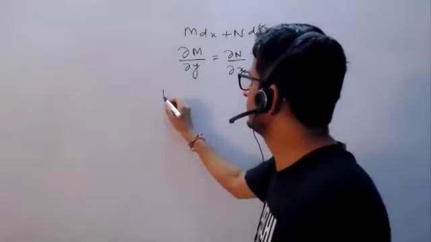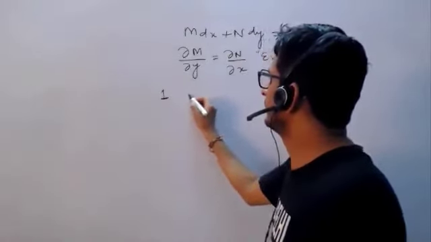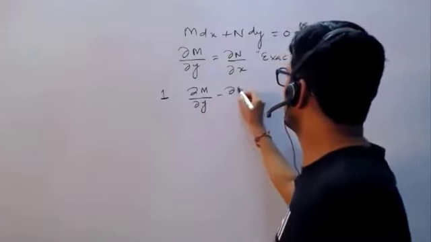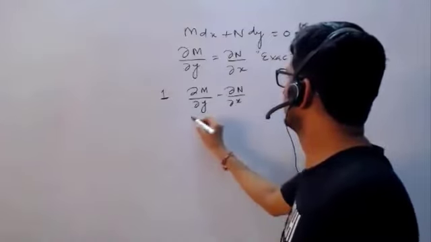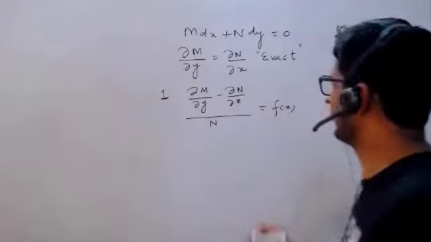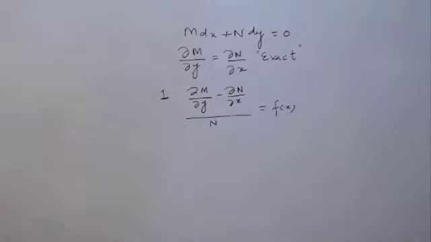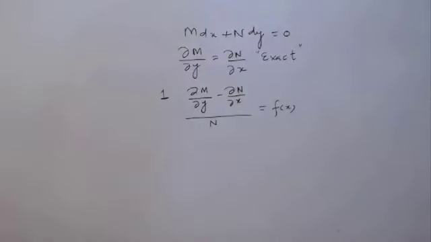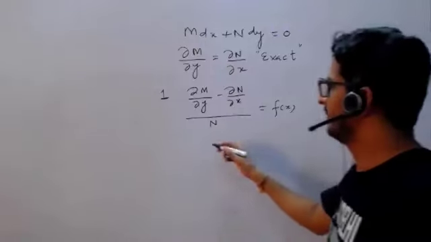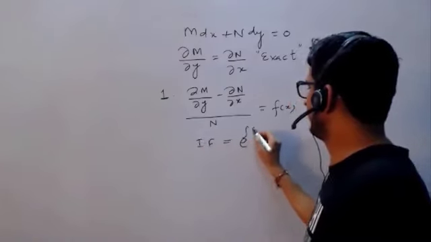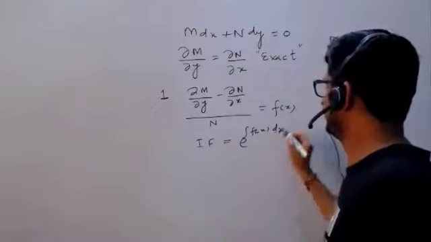The first one is that del M over del y minus del N over del x, over N, is purely a function of x. If this quantity is only a function of x, then our equation can be made exact by multiplying by this integrating factor, e to the power integral f(x) dx.